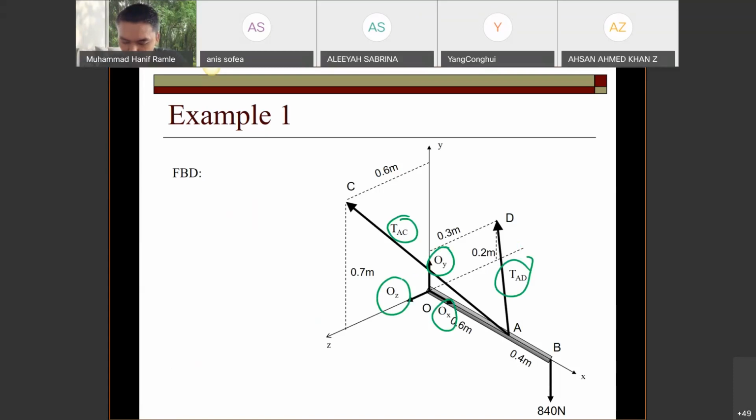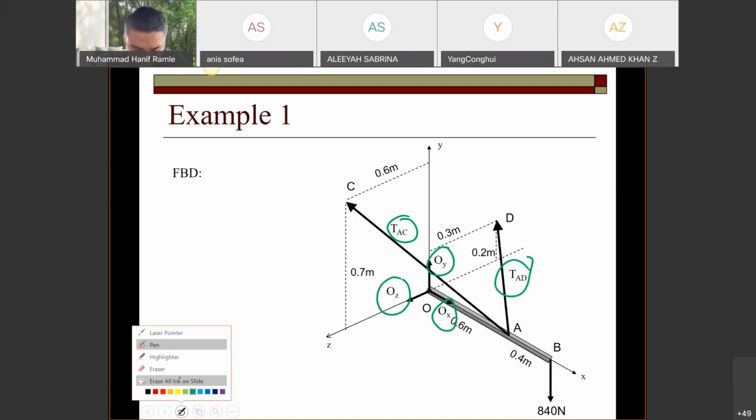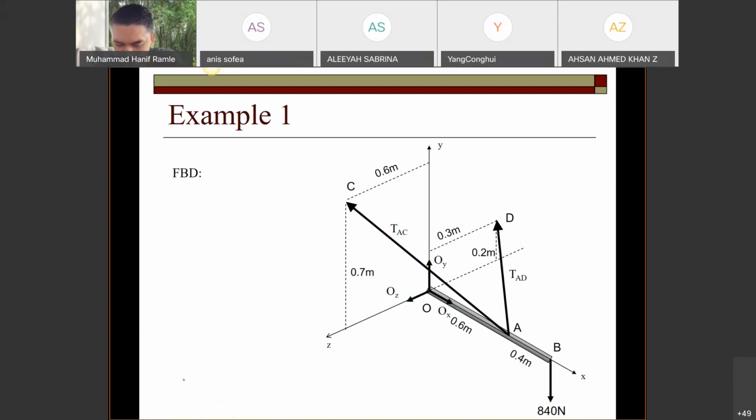Okay, again back to the initial part, we have to determine TAD and TAC in terms of IJK form. So I like to ask, what is the method to develop TAC and TAD? You have learned this before. I think lecture 3 or lecture 4.